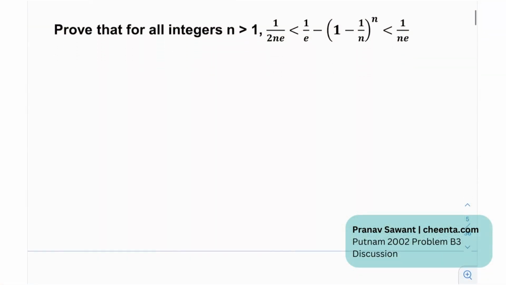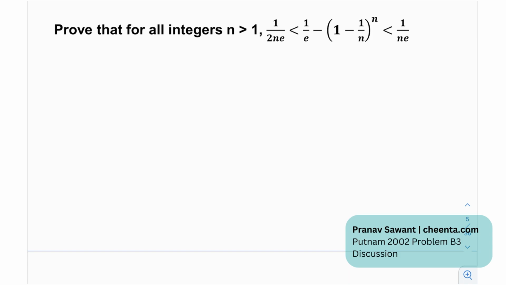Okay, so what do we need to do? We need to prove that for all integers n greater than 1, essentially for all natural numbers greater than 1, it satisfies this given inequality. And it looks something weird, right? It looks something extremely non-trivial. So how can we proceed with this?